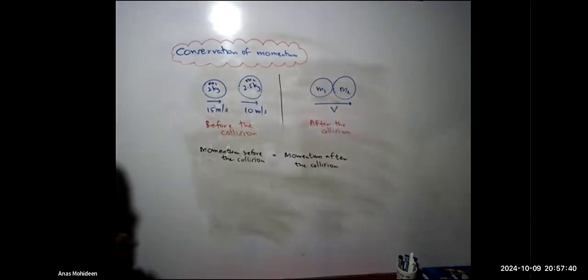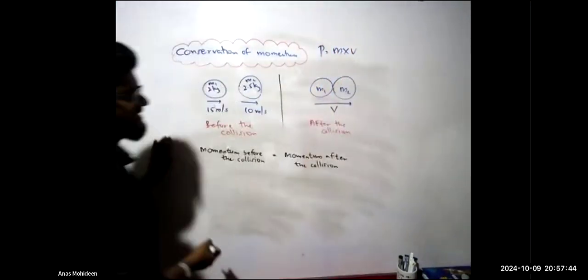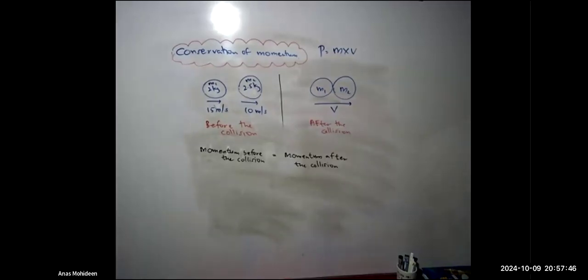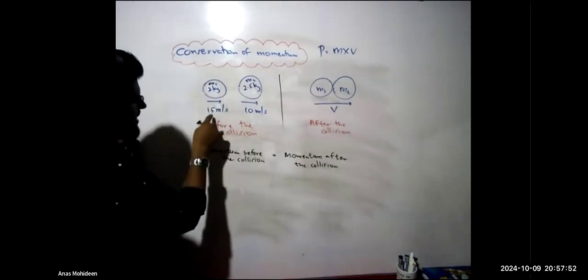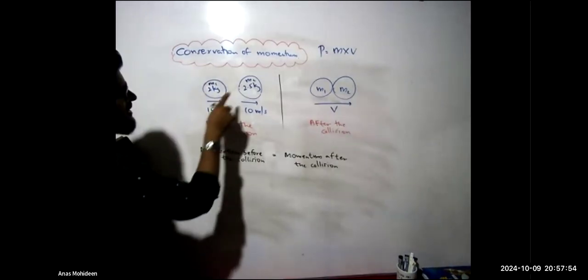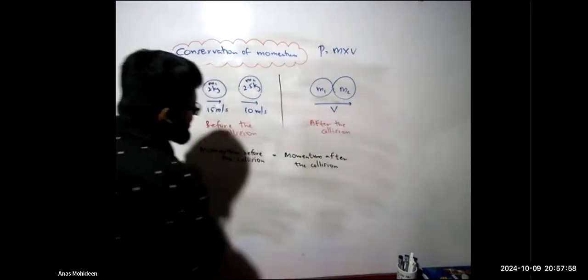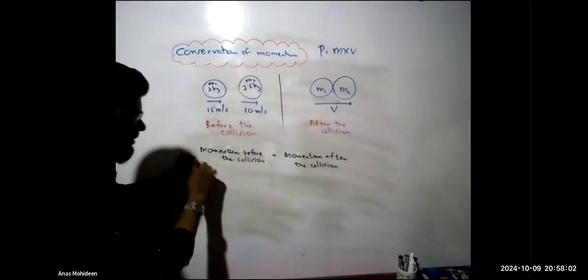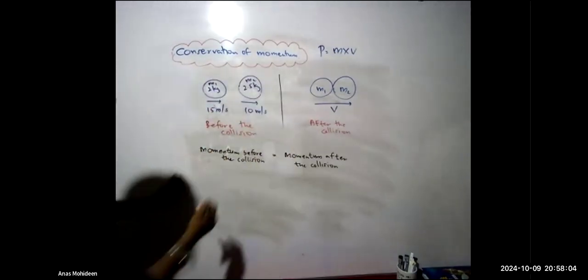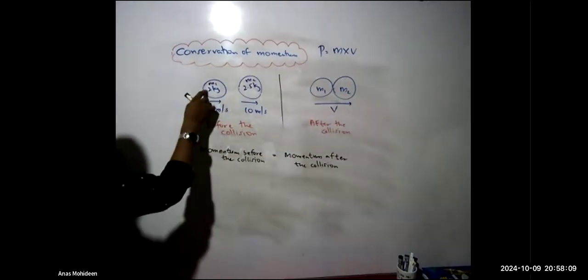How to find the momentum? Momentum P is equal to mass into velocity. That is the formula. So I have two people here. The first person has 2 kilograms and 15 meters per second speed. The second person has 2.5 kilograms and 10 meters per second speed. So I have to find the total momentum before the collision.